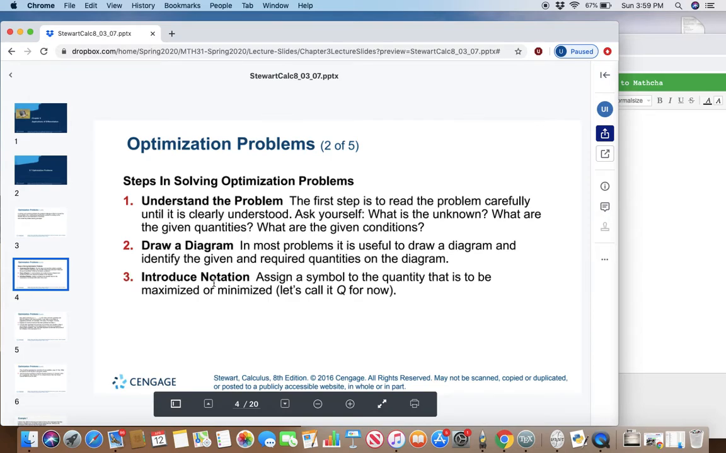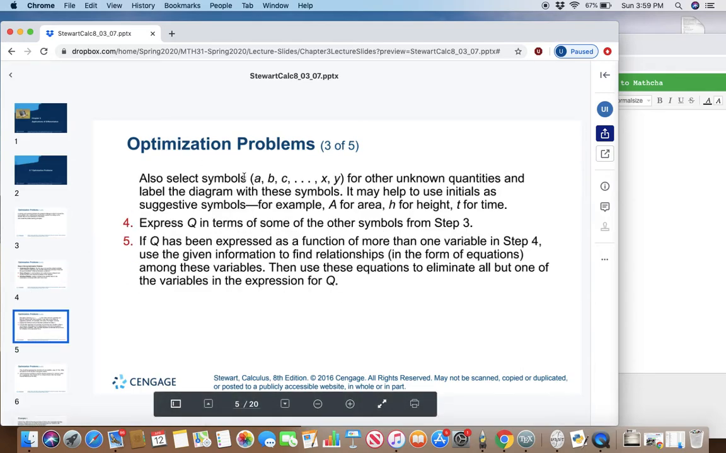Third item, introduce notation. Assign a symbol to the quantity that is to be maximized or minimized. Let's call it Q for now. Quantity. We like to say X, Y, whatever. Any variable. Let's call it Q. Okay. Also select symbols A, B, C, or X, Y, and so on for other unknown quantities and label the diagram with these symbols. It may help to use initials as suggestive symbols. For example, capital A for area, H for height, T for time. So choose your variables thoughtfully.